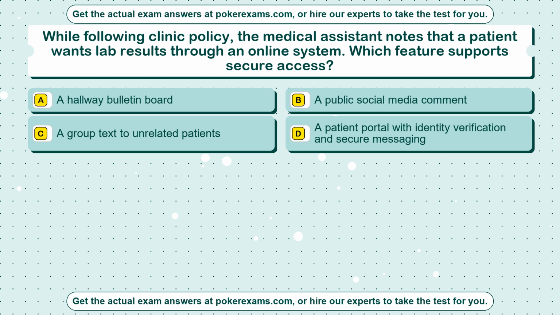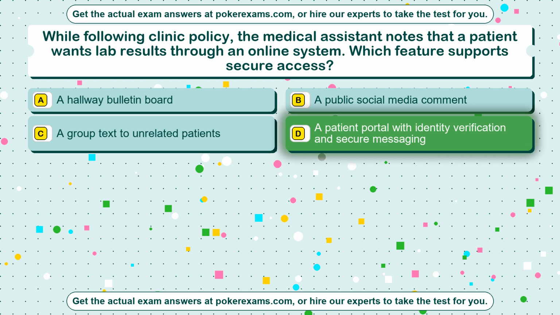Option A, a hallway bulletin board. Option B, a public social media comment. Option C, a group text to unrelated patients. Option D, a patient portal with identity verification and secure messaging. The correct answer is option D, a patient portal with identity verification and secure messaging.